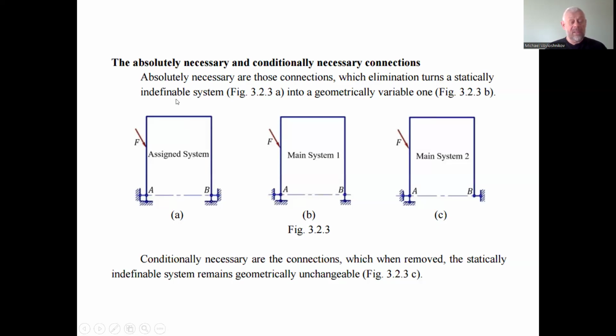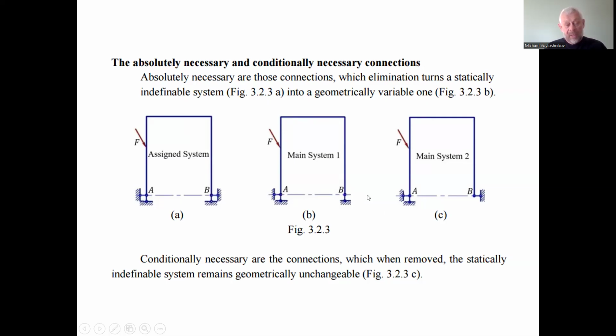The system is appropriately symmetric, if we consider not the force only, but the supports. So we will consider only the change of links in the point B. And in the point B, when we remove the left one, this system remains geometrically invariable. So it is statically definable and geometrically invariable.